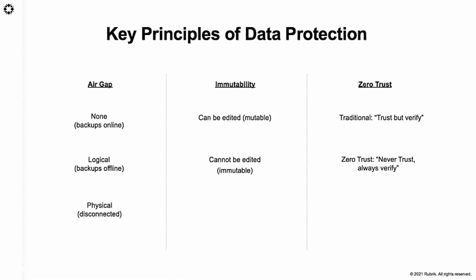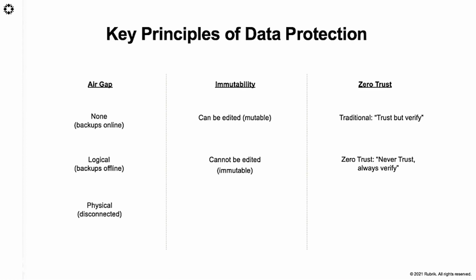The next is a logical air gap. In that scenario, the backup data is not on the network and it is hidden behind uncommon protocols or proprietary systems. And the last option is a physical air gap. And the best example I can tell you of that is tape.